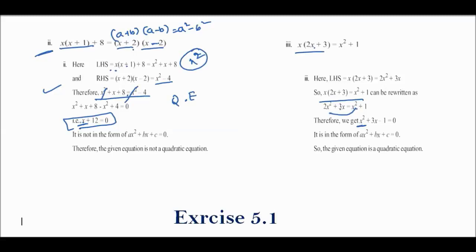Only x square will remain and 3x will remain, and plus 1 here will go here and minus 1, so it will become minus 1. So it is in the form of a quadratic equation. So this is the answer for this question. These are the 3 examples. Okay, we go to the exercise.